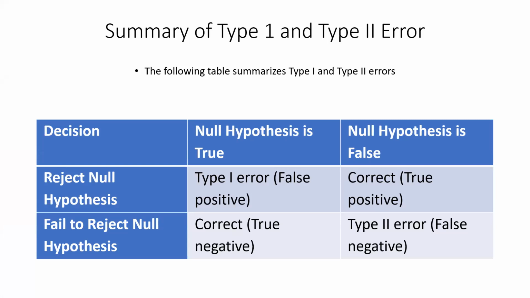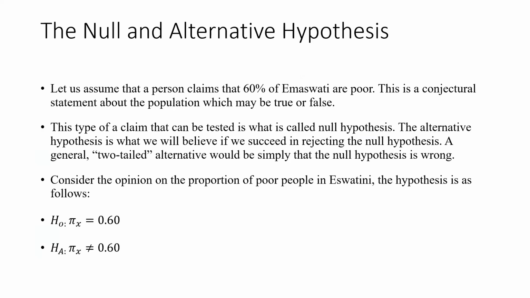So try to understand the essence, because this is just trying to tell you the essence of our level of significance that we normally allow when we are conducting hypothesis testing. Another word that we normally come across is the null and alternative hypothesis. Let me illustrate the concept by giving this example.